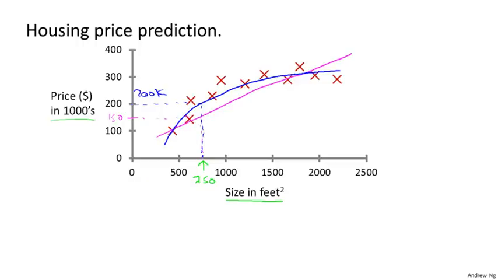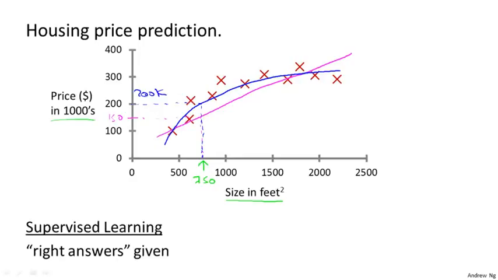One of the things we'll talk about later is how to decide whether you want to fit a straight line to the data or a quadratic function to the data. And there's no fair picking whichever one gives your friend the better house price. But each of these would be a fine example of a learning algorithm. So this is an example of a supervised learning algorithm.